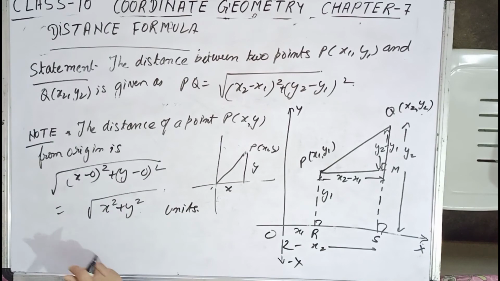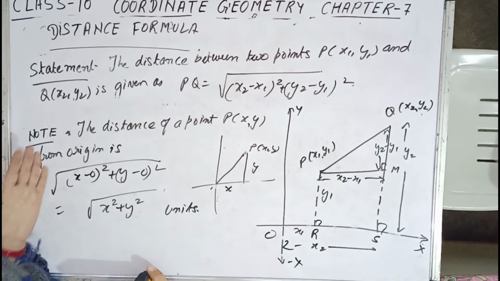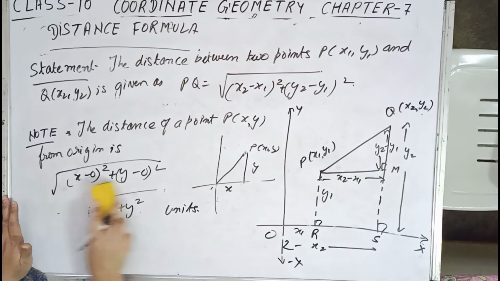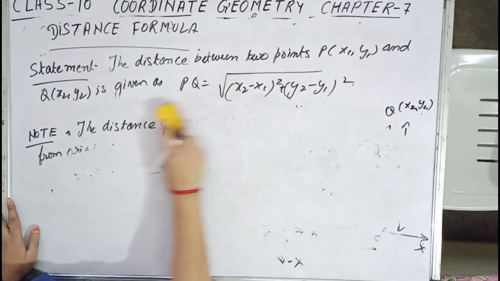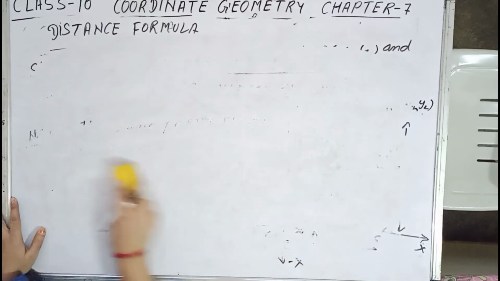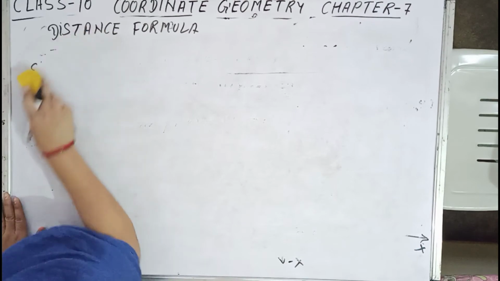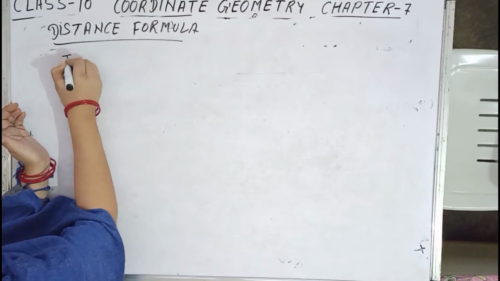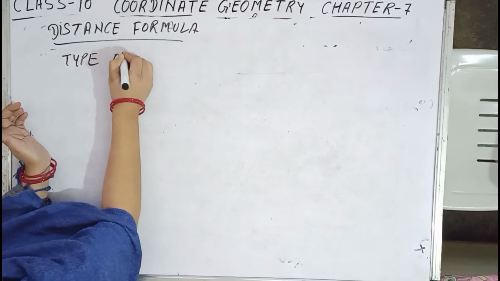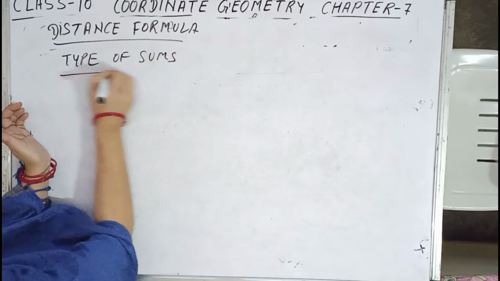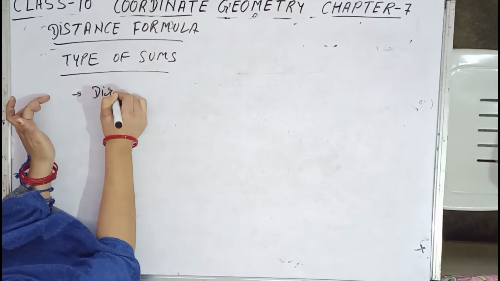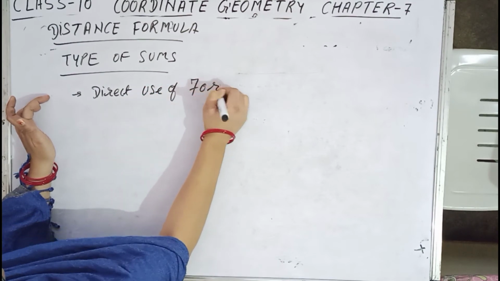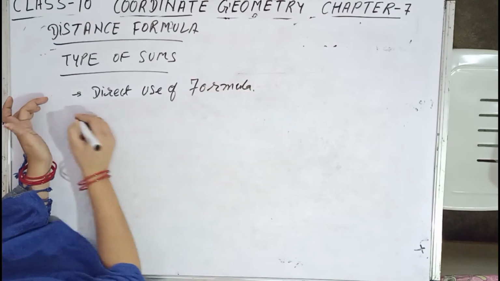Sorry. So the distance between the 2 points, the formula we have derived from the origin. Now the sums based on this we will be doing. The types of sums which come are: number 1, direct use of the formula, which will come under 1 mark.